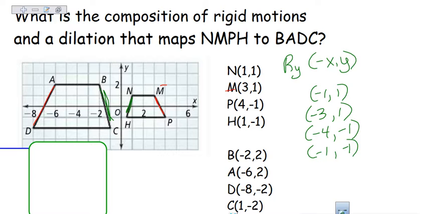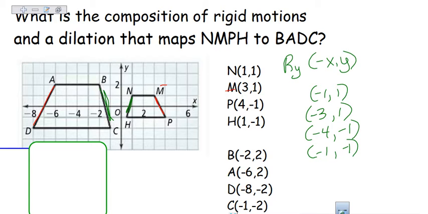The next thing that I did is I wrote down the coordinates of our final image. So B, A, D, C, as it was stated up in the directions. Now we're going from the green to that, and we're trying to figure out what our dilation is. How does 1 become 2? How does 3 become 6? 4 becomes 8. So it looks like we are going to double.